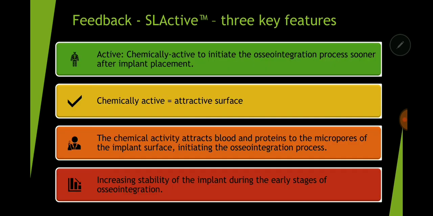Looking at the features in more detail, it is active because it's chemically active to initiate the osseointegration process sooner after implant placement. What does chemically active mean? It means it has an attractive surface, so it attracts the blood and the nutrients. The chemical activity attracts blood and proteins to the micropores of the implant surface, and this helps to initiate the osseointegration process.